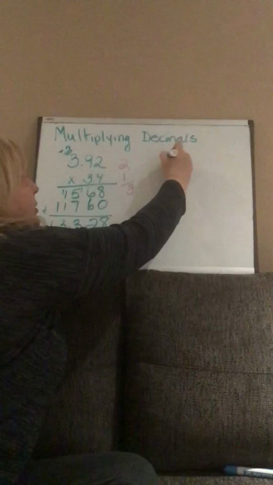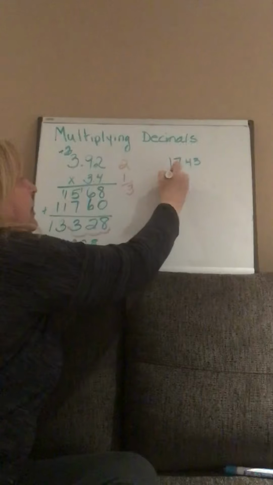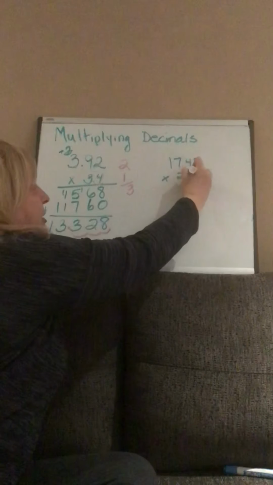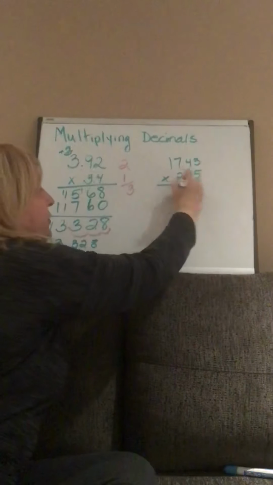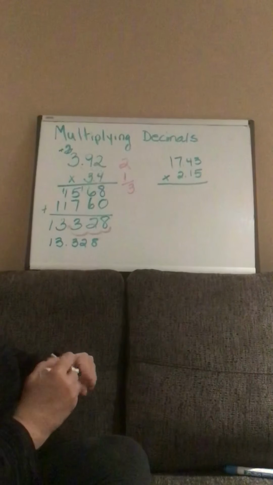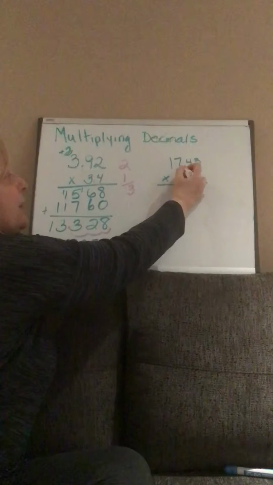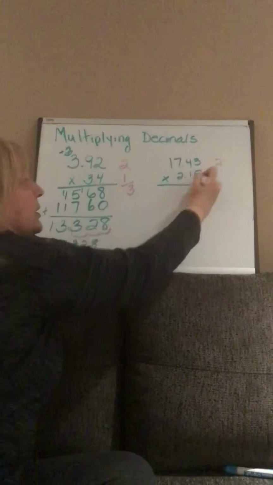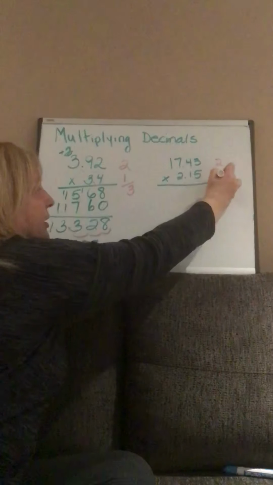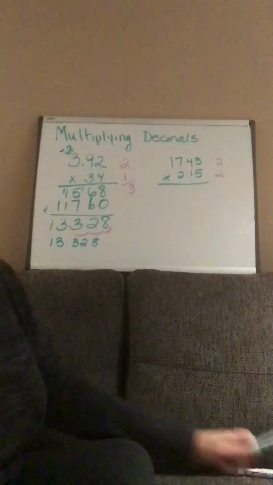I'm going to do 17.43 times 2.15. Again, I just do my regular multiplication. First, I'm going to see how many decimal places I can get rid of. 1, 2 here, 1, 2 here. Now I can ignore those decimals until the very end of my question.